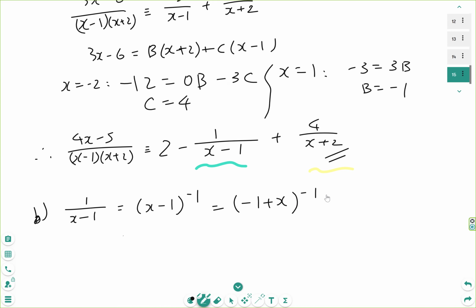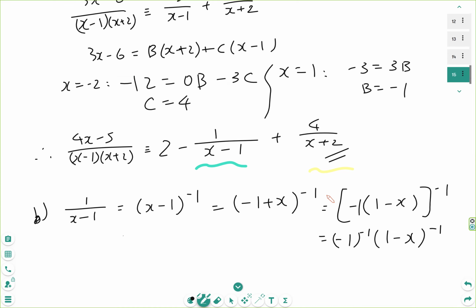Actually, the devil's in the details. Put a factor of minus, so 1 minus x to the power of minus 1 gives you, think about it, minus 1 to the power of minus 1 over 1 minus x to the power of minus 1. Minus 1 to the power of minus 1 is just 1. Okay, hang on, nope.